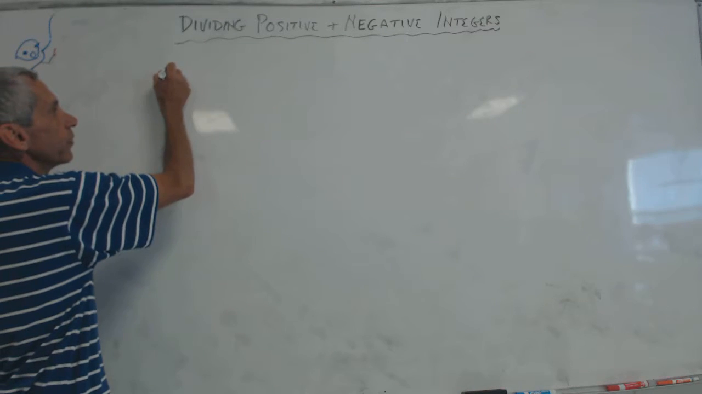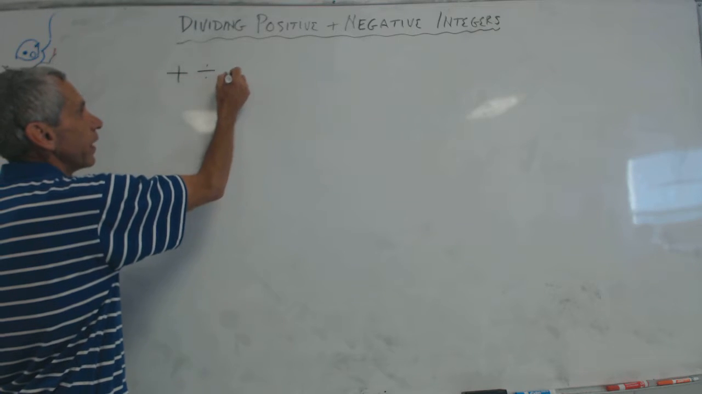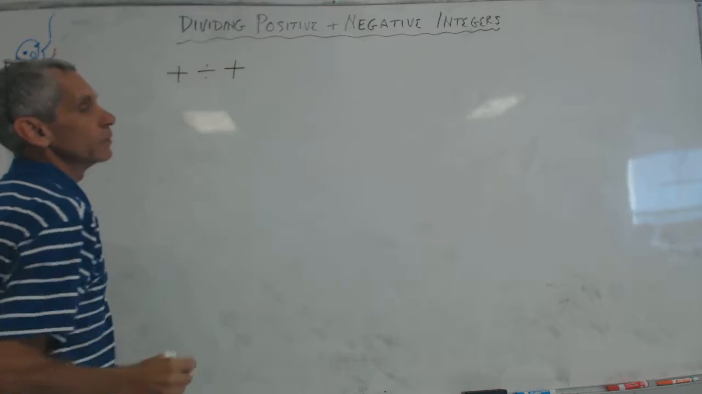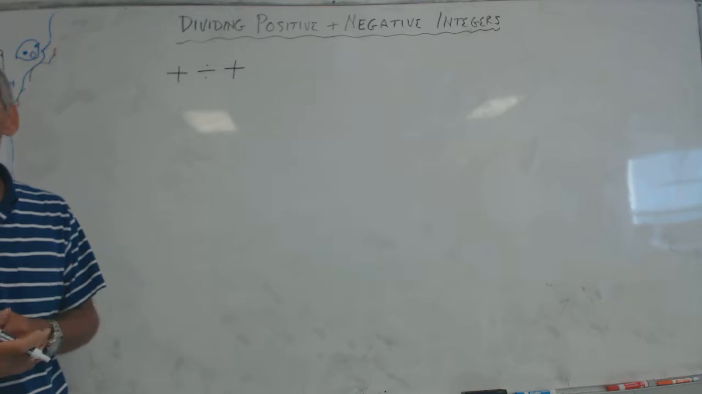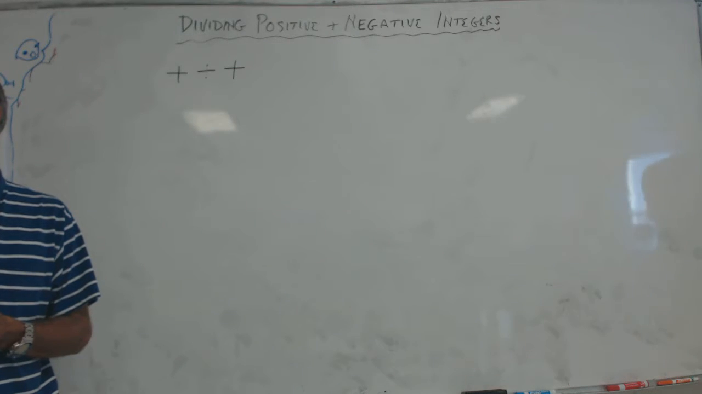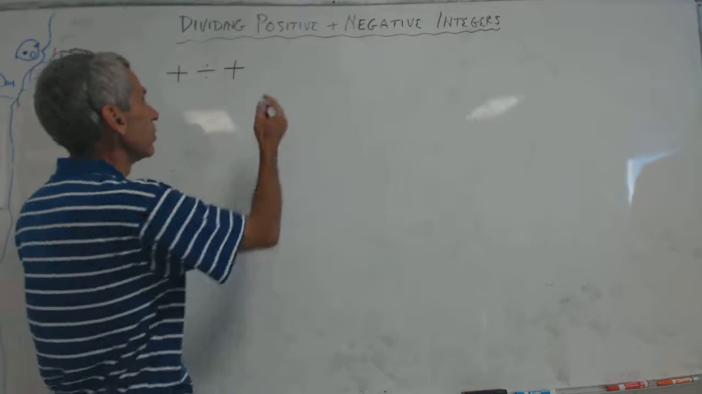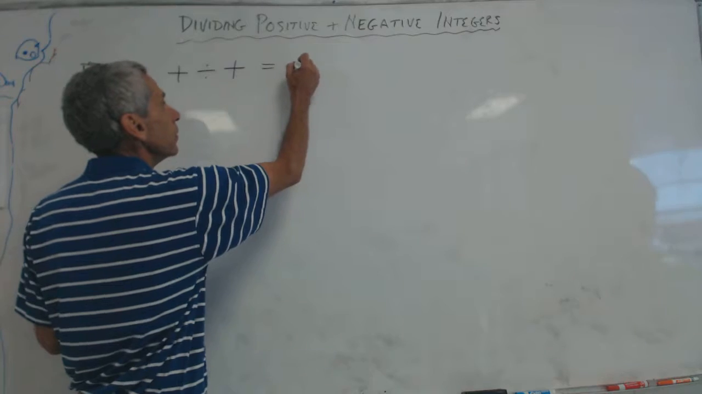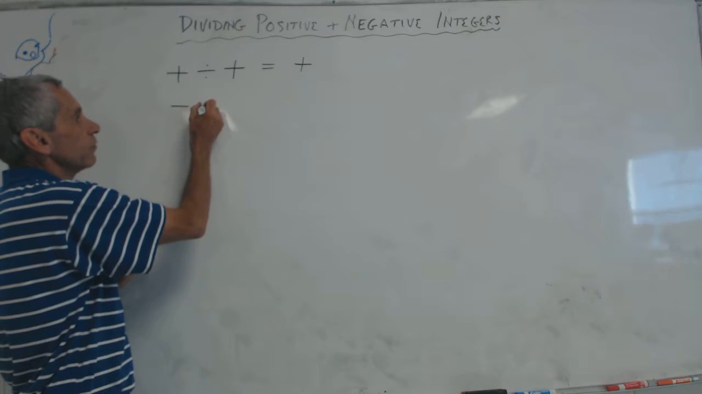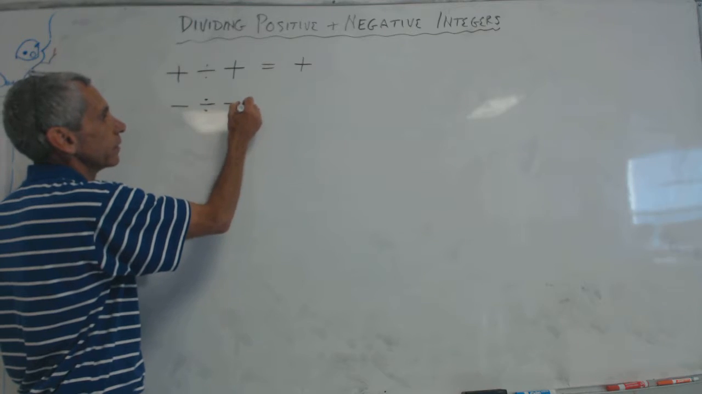I'll start with a positive. A positive divided by a positive, 10 divided by 2 is 5, right? Positive divided by positive is positive. There's no negative at all, right? So it's just going to be a positive. Okay, negative divided by a negative.